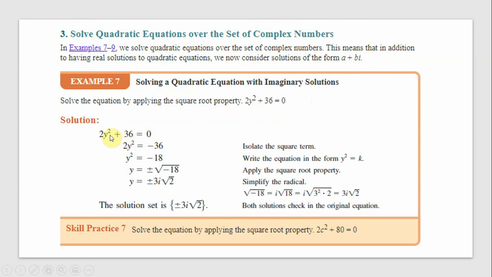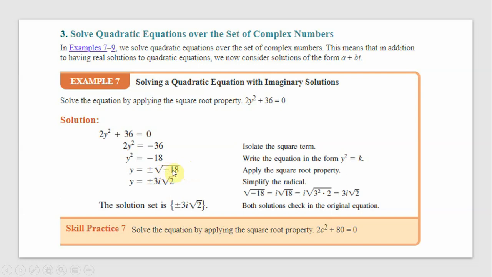So here I'm going to isolate the y squared and take the square root of both sides as my game plan. Subtract 36 from both sides. Minus 36, minus 36 gives us 2y squared is equal to -36. I don't want to do this with the 2. I want the 2 over there, so divide both sides by 2. That gives me -18. Now I want to do the square root property. Take the square root of both sides. And remember, I have two versions. When I do this, plus and minus the square root of -18.